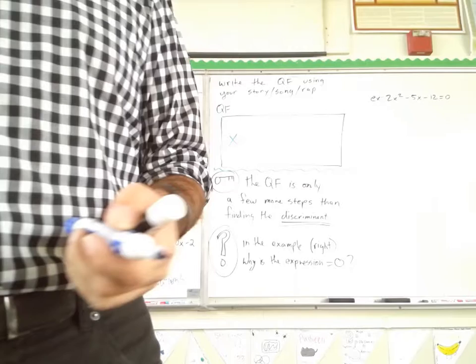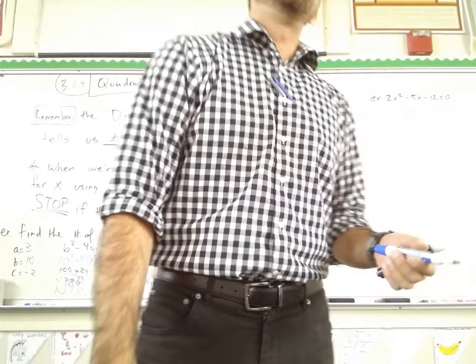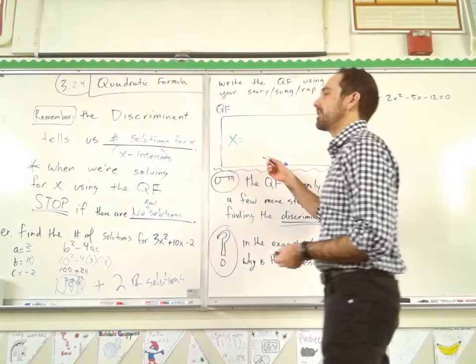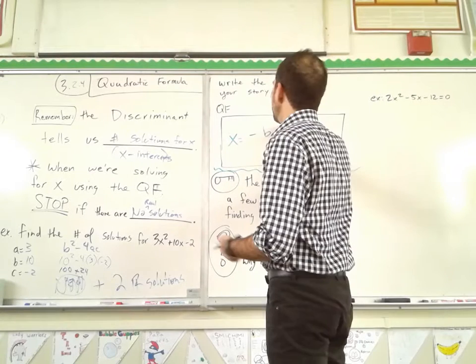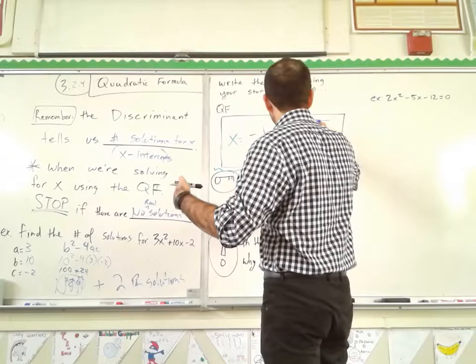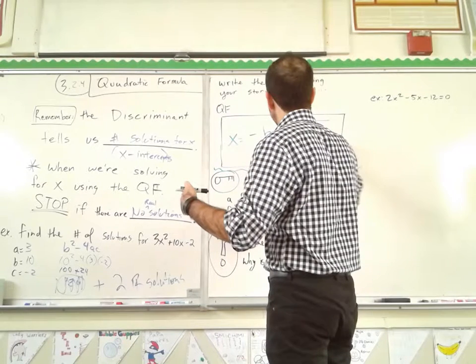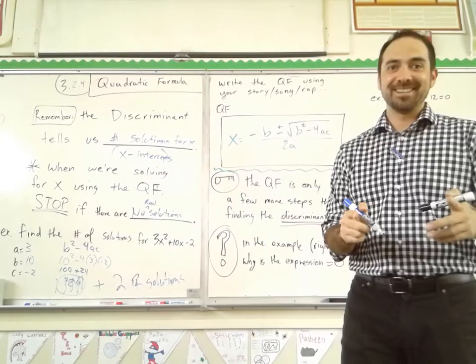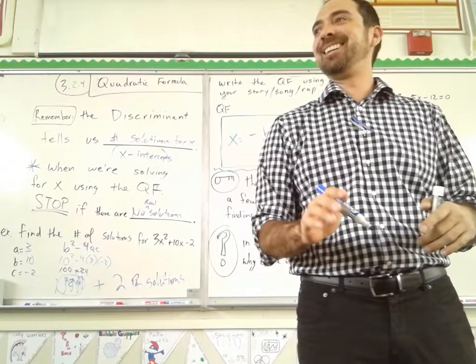Negative b. How about all together? Negative b plus or minus the root of b squared minus 4ac over 2a. Did you get that? No. Like negative, blah, blah, blah. Good job. Everybody knows it at a different pace. That's actually what it is.